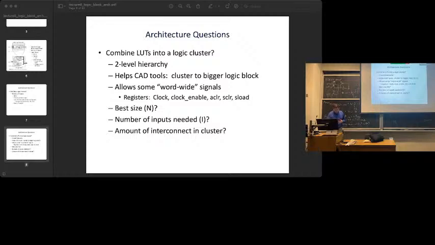So we're clustering to a bigger block that can help make our CAD tools faster because the placement problem is smaller. And we already talked about this as well, but it allows some word-wide signals. So clock enable, asynchronous clear, synchronous clear, etc. of our registers. We don't need the granularity where we bring in a different signal for the clock of every single register. We can now bring in one clock and it just broadcasts to all the registers.